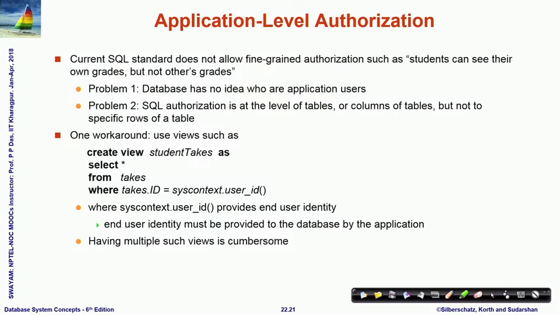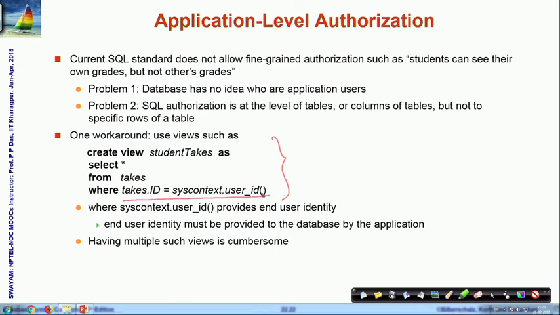Now, two issues are, one is the database cannot provide this as a part of access control, because the database has no idea about who the application users are. And the second, if you recall the way we talked about authorization in SQL, that is in terms of tables or columns of the tables, but SQL has no mechanism to create authorization for rows of the table. So, this will have to be handled at what is known as the application layer. So, this is where you are.